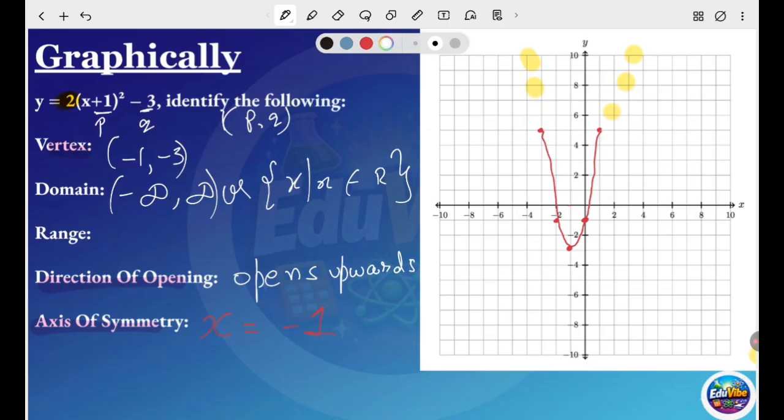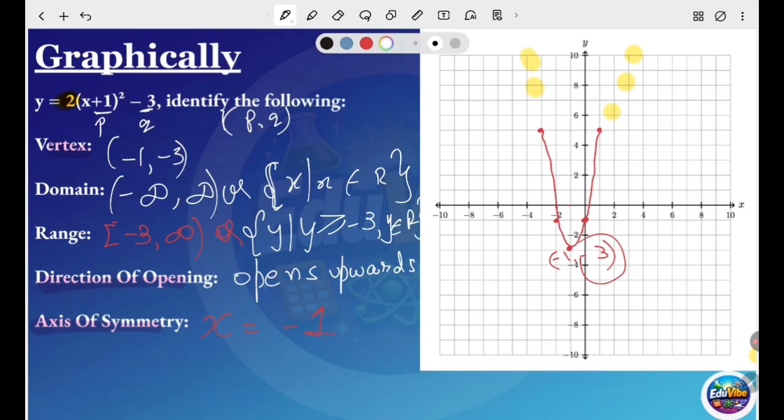For range we want the min value of y, so we have the min value of y over there, which is, as we told you, (-1, -3), that is the vertex, and the values go down to minus 3 only. So the minus 3 is included, so we can make the square bracket over there because minus 3 is included, and it goes to infinity from the positive point of view. So if we write the interval notation for this, y such that y is greater than or equal to minus 3 and y belongs to all the real numbers.